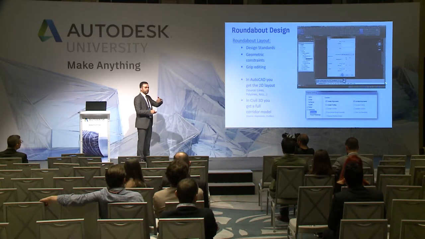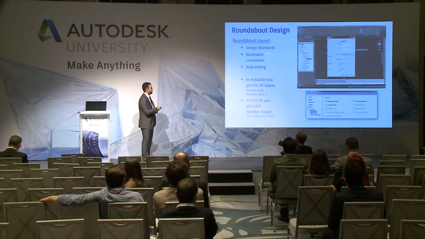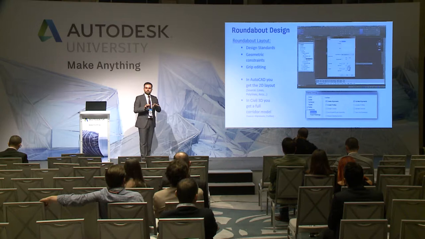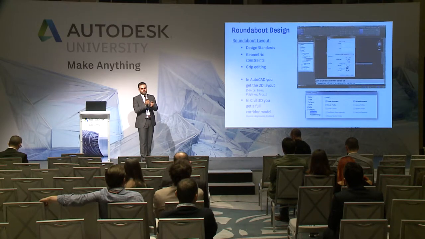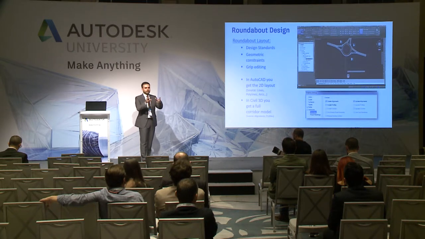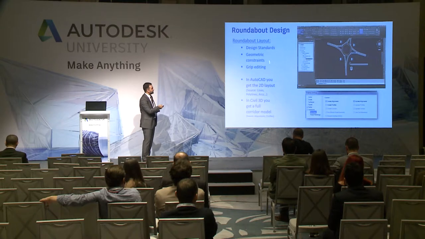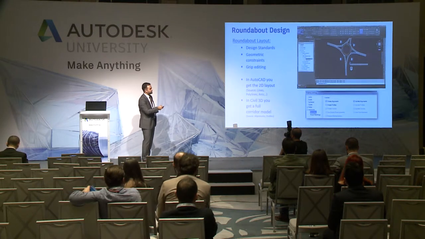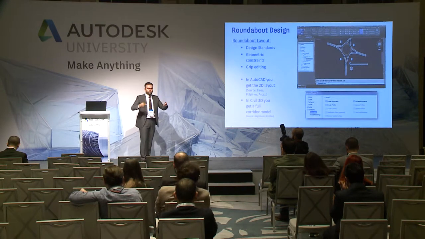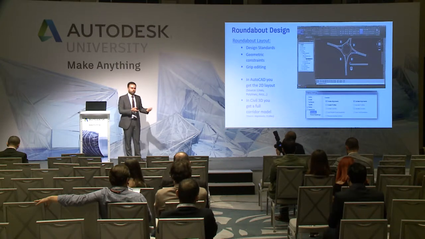But there are many ways in which you can modify the design of a roundabout. It's based on a design standard. You have geometric constraints, where you can type in certain values: I want the entering radius to the roundabout to be this much, the exiting radius this much, the apron, the diameter, etc. Or else you can use grip editing. Here you have grips, like points or markers, where you can move them the way you like, and everything will update in 3D. We're talking here about an intelligent, dynamic design.